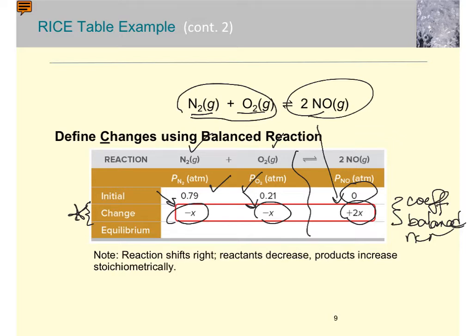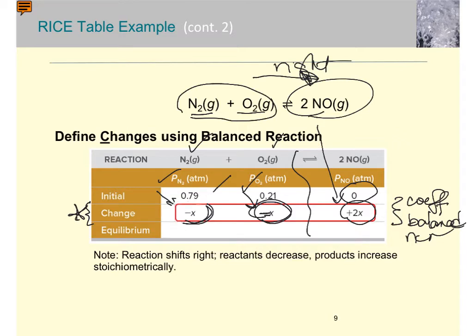So if you don't have any product to begin with, the only way the reaction can reach equilibrium is to shift to the right. So what's going to happen, the concentrations or pressures of the reactants will decrease, thus the negative sign. Okay, that's the change. And the concentration of products will increase. So now we've discussed that.